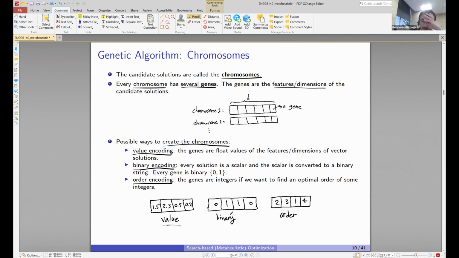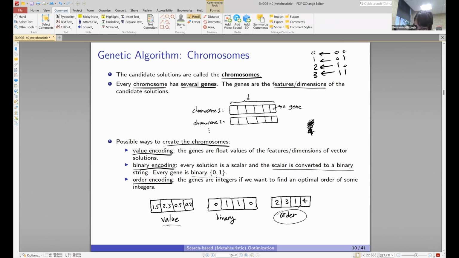Binary encoding means that the solutions are scalars, but we represent the scalar as a binary string. For example, assume the maximum number of x is such a binary string. We can use 2 bits, so chromosomes of 2 genes, if x can be either 0, 1, 2, or 3. If it can be up to 4, then we need 3 bits. So we can convert them to the binary string by using binary genes.